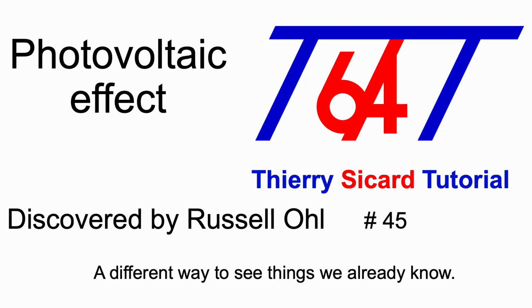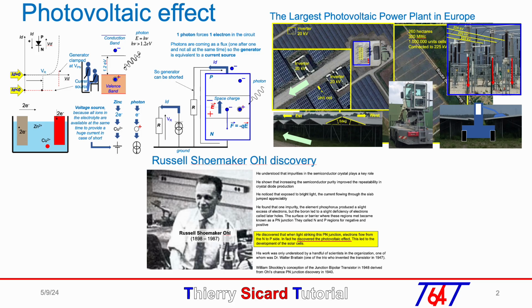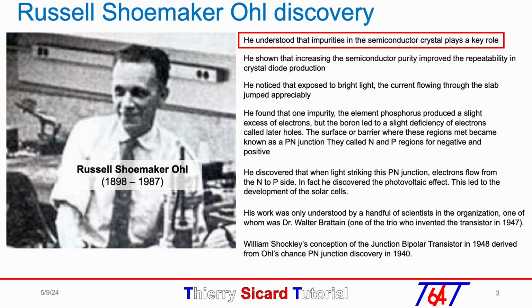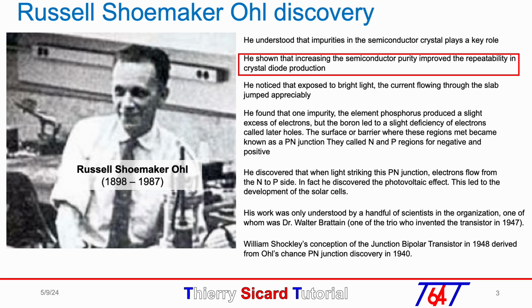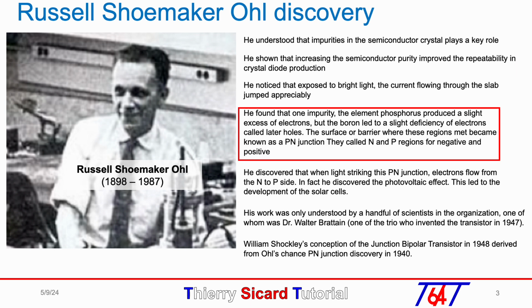Hello everyone, in this Theory Seeker tutorial number 45, we will explain how the photovoltaic effect works in a p-n junction space charge, and we will recall that it is an invention of Russell Ohl working in the AT&T Bell Labs solid-state team. After finding that impurities were playing a key role in the semiconductor, Russell found that a pure crystal was a starting point to be able to dope with different elements called P and N.